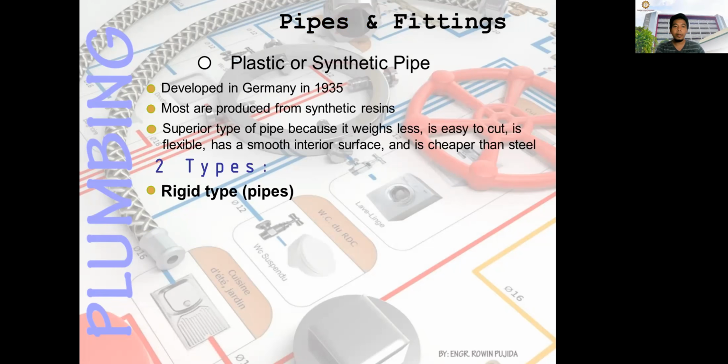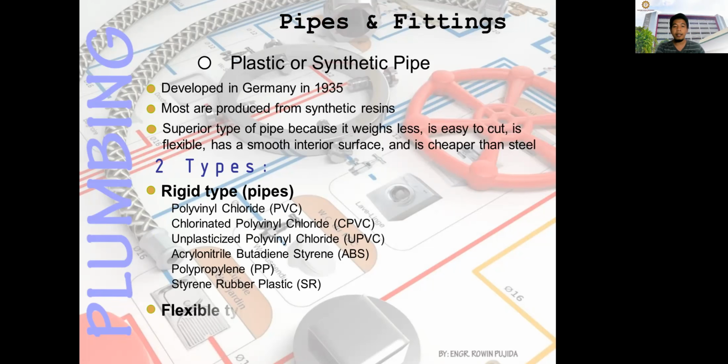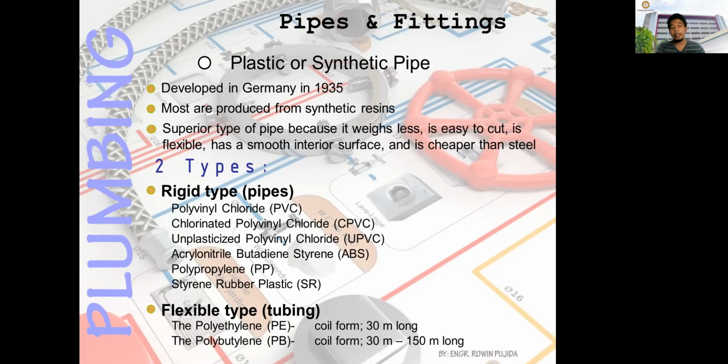Okay, there are two types of plastic pipes. You have the rigid type. You have the polyvinyl chloride, that is the PVC, the chlorinated polyvinyl chloride, CPVC. Then you have the UPVC and plasticized polyvinyl chloride. And then the ABS, the polypropylene, the styrene rubber plastic, SR. And then you have also the flexible type or the tubing. You have the polyethylene tubing and the polybutylene tubing. Okay.